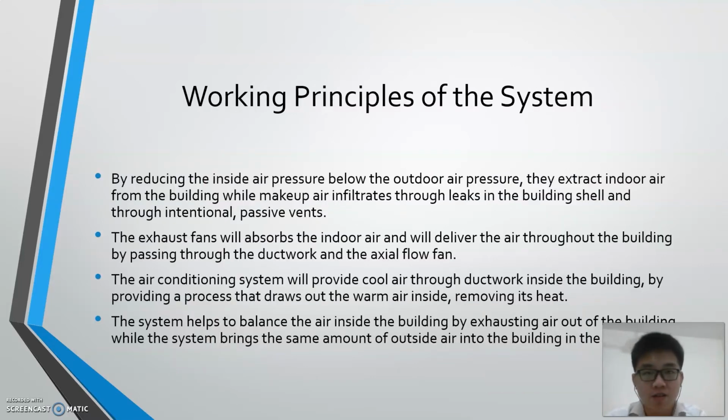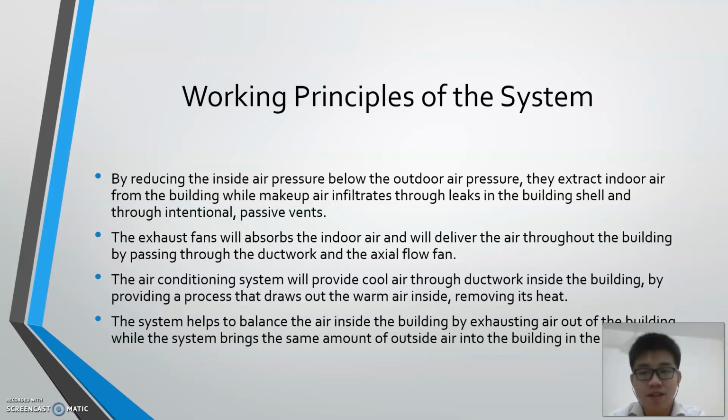For the working principle of the system, first of all, the ventilation system works by depressurizing the air inside the building, reducing the inside air pressure below the outdoor air pressure. The extracted indoor air from the building will be made up by air that infiltrates through the leaks in the building shell and through intentional passive vents. The exhaust fans will absorb the indoor air and deliver the air throughout the building by passing through the ductwork and the axial flow fan.